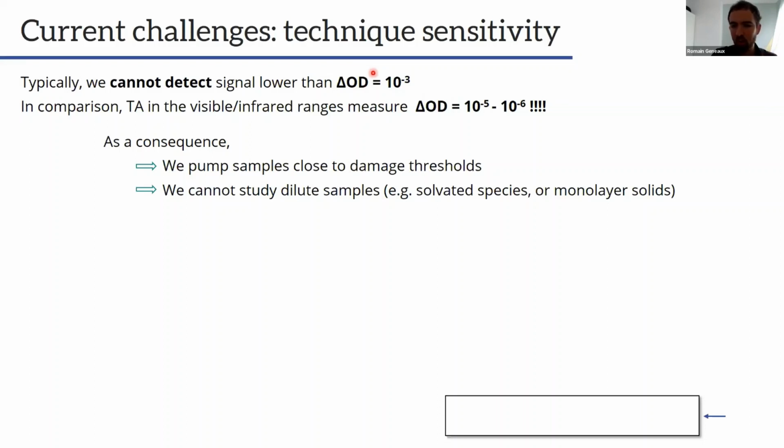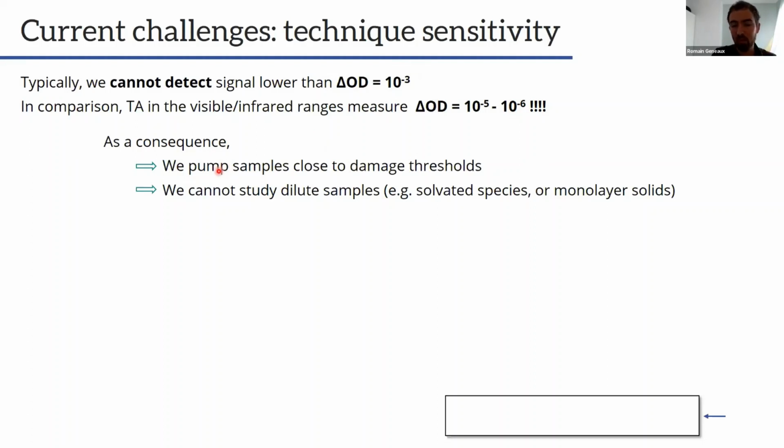And we have to compare this with what people are able to do in the visible and the infrared ranges. And there they measure things on the range of 10 to the minus 5 or minus 6. You know, they're going towards measuring pretty much the absorption of a single molecule. And they're building experiments that are able to resolve these kind of things. And so in comparison, we are really bad at what we do. You know, this is like 3 orders of magnitude. And as a consequence, we have to create strong signals because otherwise we cannot measure them.